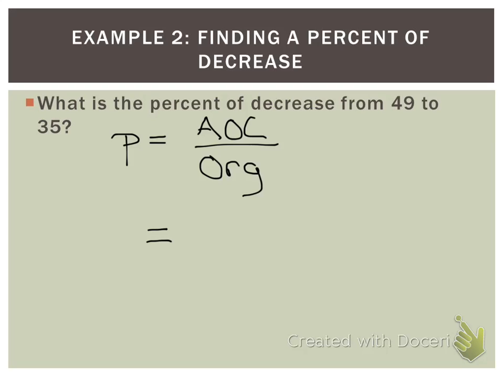Now again, I'm just looking at the difference between the two numbers to figure out the amount of change. So what's the difference between 49 and 35? What's the difference between those two numbers? You can put it in your calculator if you need to. It's going to be 14. That's the amount of change. So that goes in my numerator, divided by the original amount. I'm going from 49 to 35, so the original amount is 49.